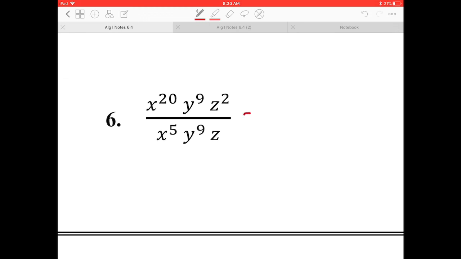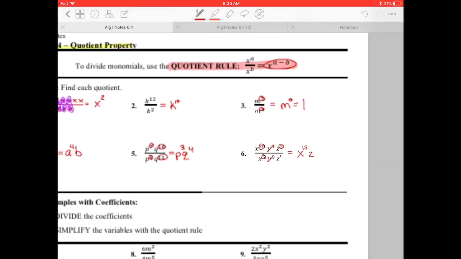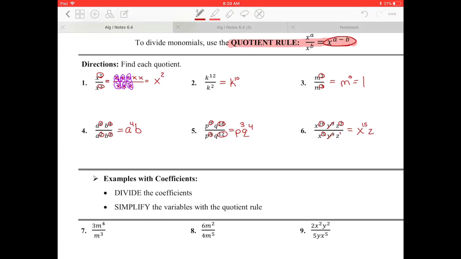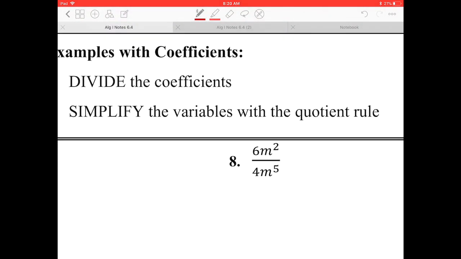Last one, 3 variables. Number 6, X, 20 minus 5 is 15. Y, 9 and 9, this is going to go away. So no Y's. And then Z, 2 minus 1. It's just a Z. All right. So there's the top part. Let's talk about what happens if there's coefficients.